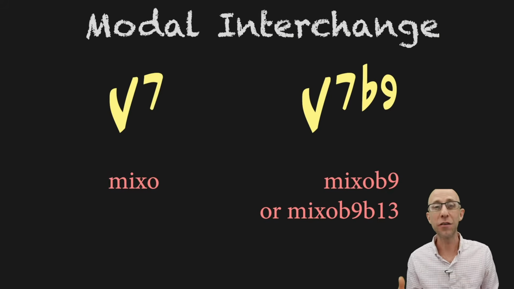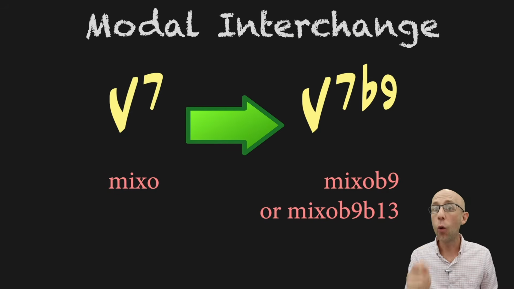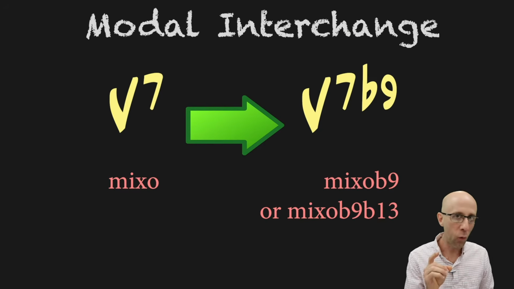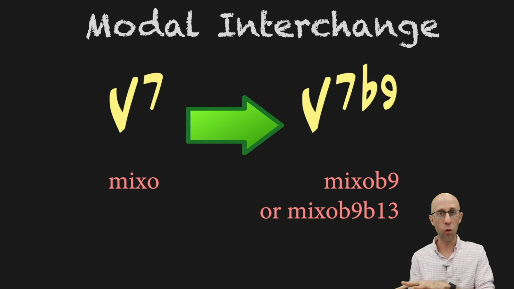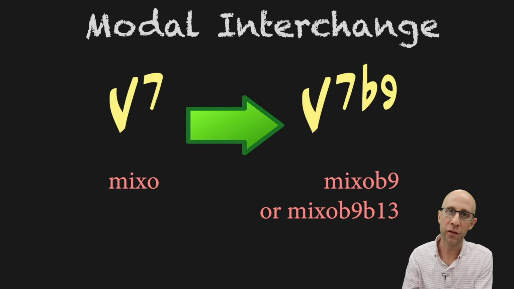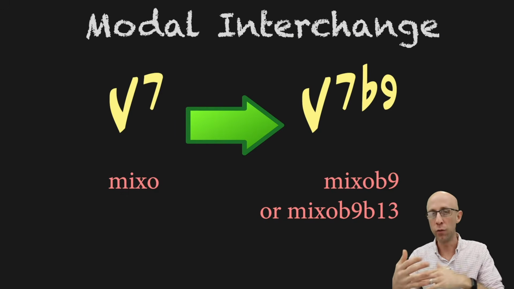So anytime you have a dominant chord in your chart with a mixo chord scale, you can always replace it with a mixo flat 9 or a mixo flat 9 flat 13. But that's a one-way street. You can never go the other way. And that means to say, if you have a mixo flat 9 flat 13 in your chart already, don't turn it into a mixo with a dominant chord.